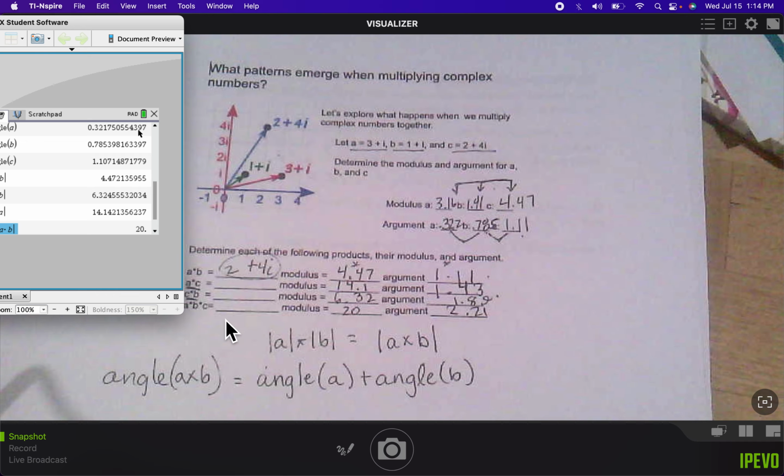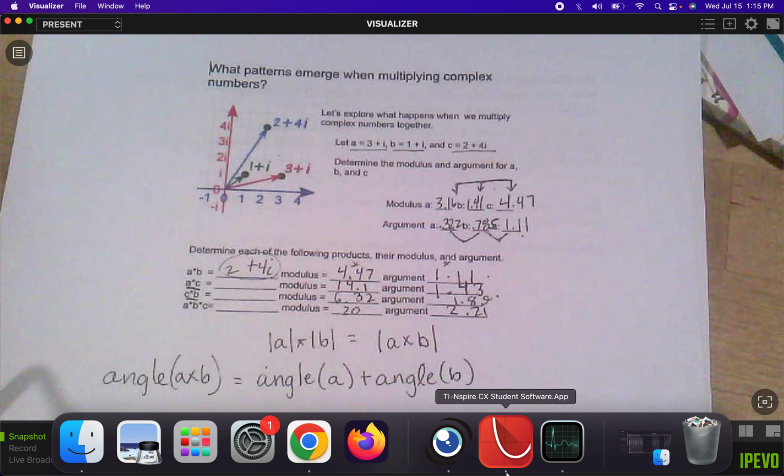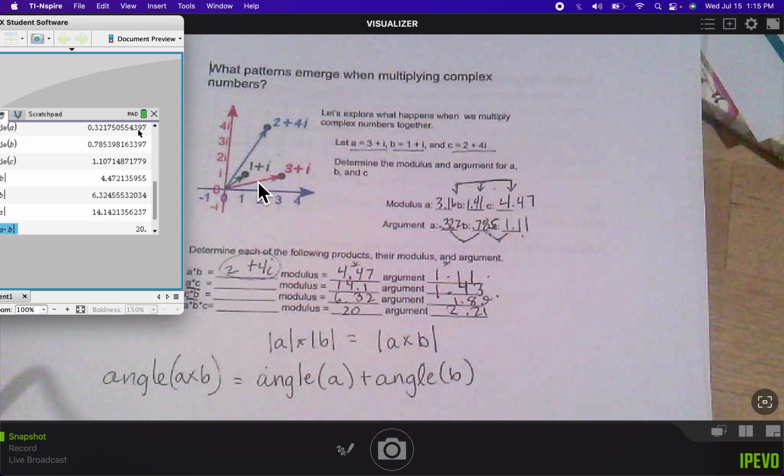So one of the patterns that emerge when we multiply complex numbers together is that the modulus of A times the modulus of B is going to give us the modulus of A times B, which is nice, right? So if these were friendlier, if this were, for instance, 1 long and this were 3 long, when you multiplied them together, the new complex number would be 1 times 3, 3 long. Or if this was 2 and this one was 3, 2 times 3 would give you a new complex number vector, which is 6 long.